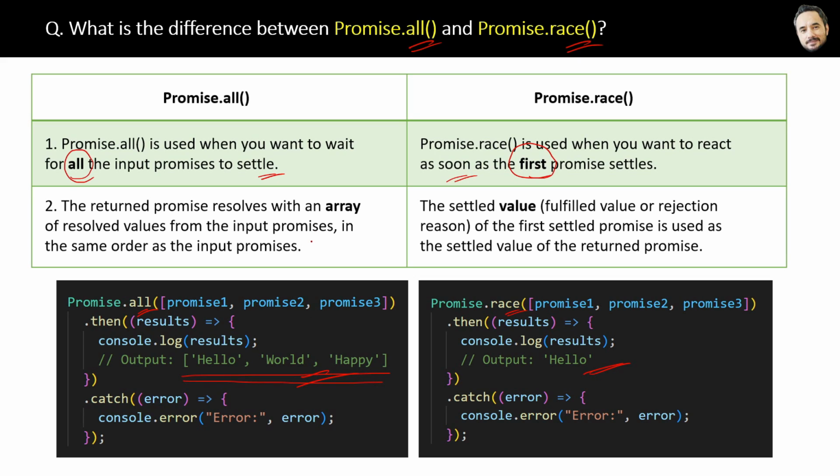The second difference is the returned promise resolves with an array of resolved values from the input promises in the same order as the input promises. Okay, like first promise 1, then promise 2, and then promise 3. Whereas in case of Promise.race, the settled value, resolved or rejected, whatever the first settled promise is, is used as the settled value of the returned promise, not a list or array of elements. So that is the difference between them.